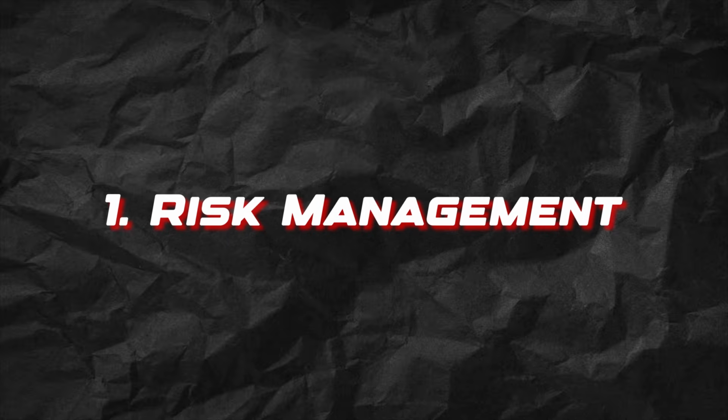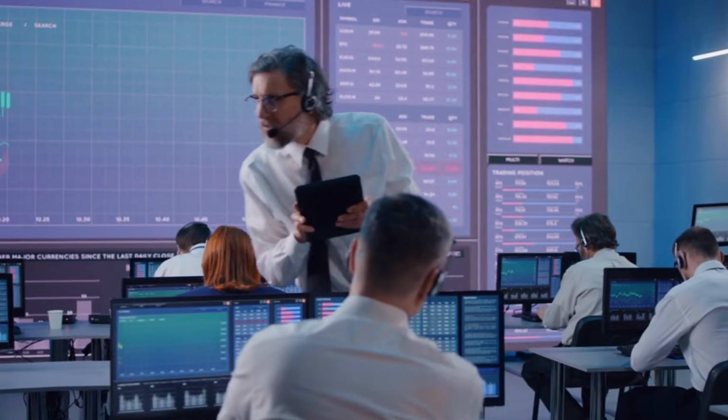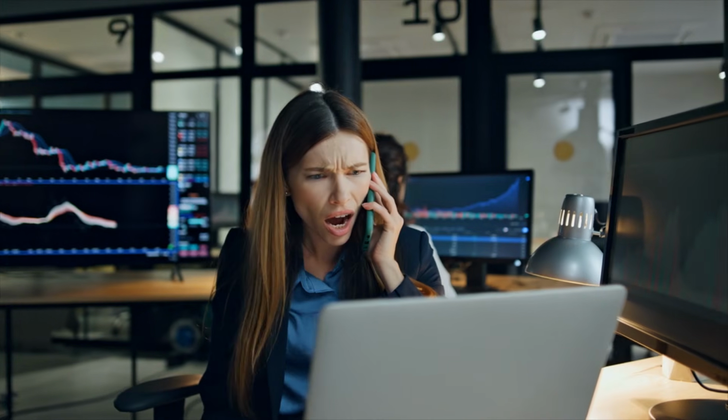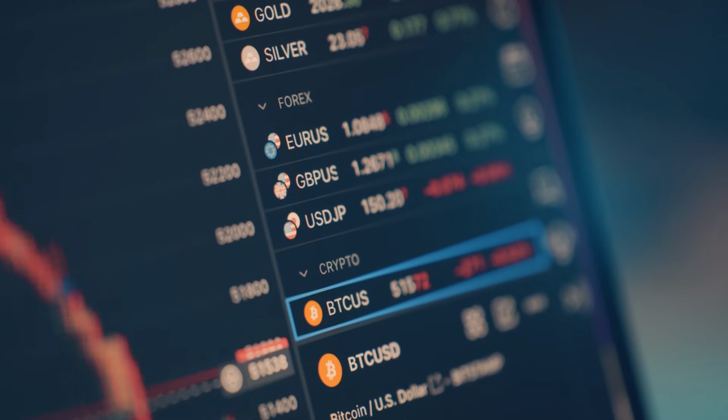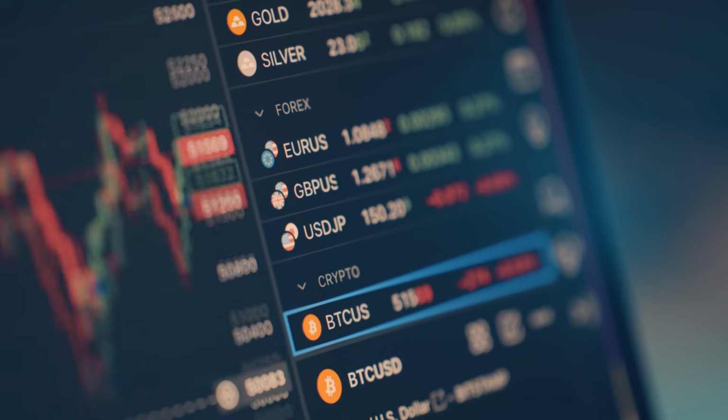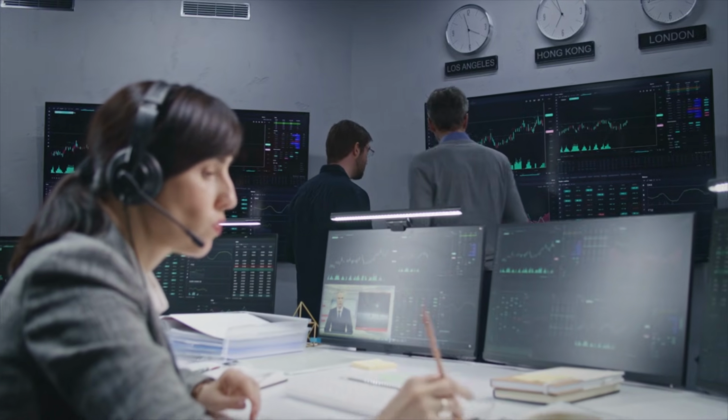1. Risk management. One of the main reasons traders use stop losses is to manage risk. Without a stop loss, you might hold onto an option in the hopes that it will bounce back, only to watch it lose even more value. A stop loss prevents this by automatically selling when your option hits a certain price, keeping your losses in check.